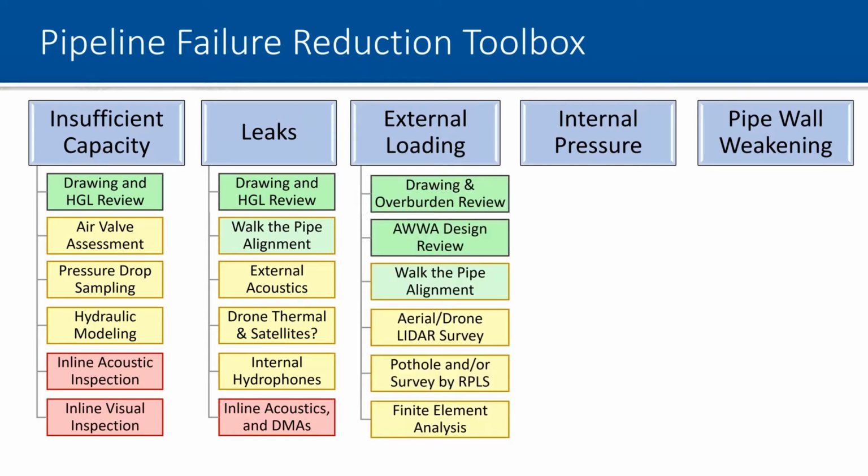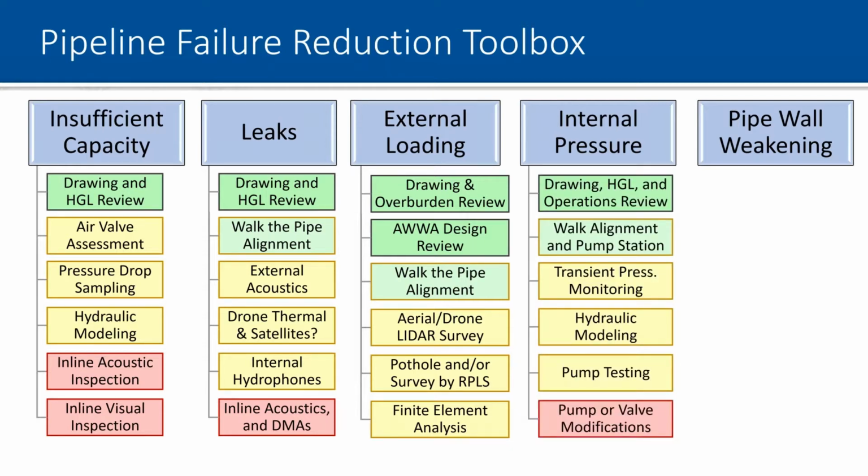With external loading, looking at drawing reviews, making sure that it was designed per AWWA standards, walking the alignment to see if there's any big things that have been built over the pipe recently. Again, we're surprised at what we find sometimes just walking the alignment. Perhaps doing a LiDAR survey to figure out how much overburden we actually have. In some cases, potholing if we're uncertain of the invert depth with the survey. And then finally, in some cases, doing a finite element analysis to figure out how much stress this pipe can actually take before we're concerned about failure.